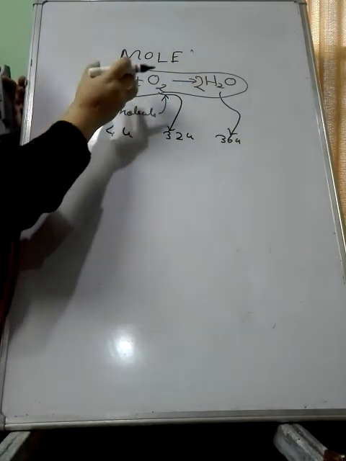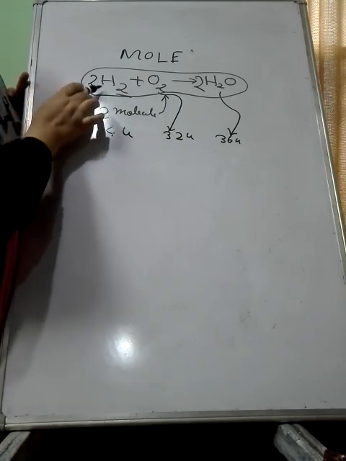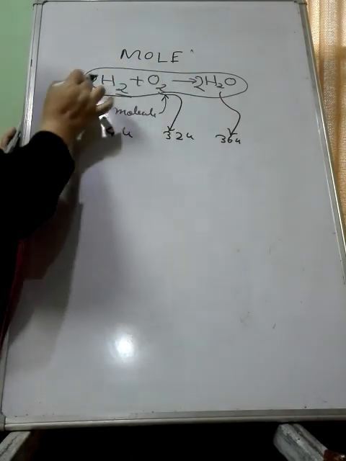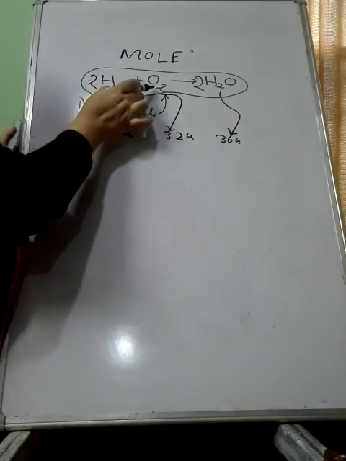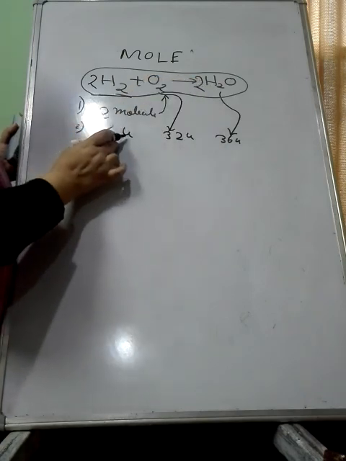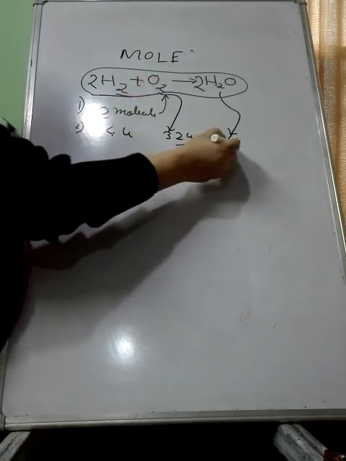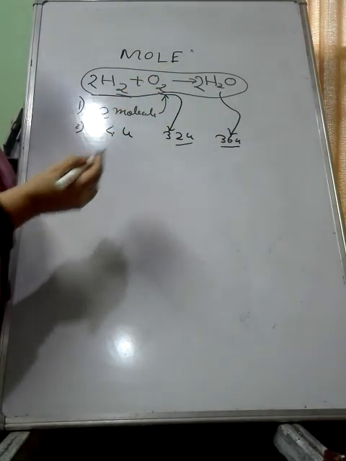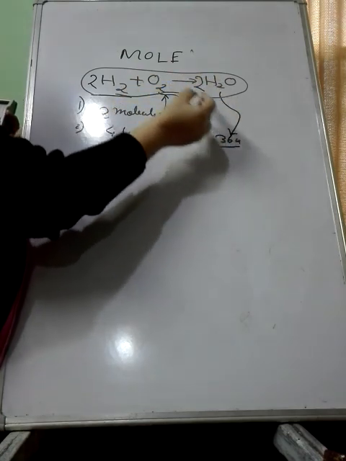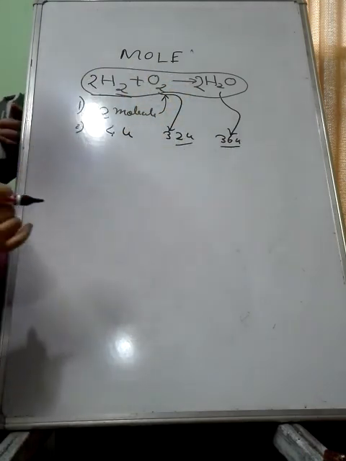What is this equation trying to explain? Number one, on the basis of molecules: two molecules of hydrogen combine with one molecule of oxygen to form two molecules of water. Or we may say 4u of hydrogen combines with 32u of oxygen to form 36u of water. I think you have understood. I am finding the molecular mass of the oxygen molecule and the water molecule, two water molecules, so 18 into 2, 36. So we can express it in these two ways.